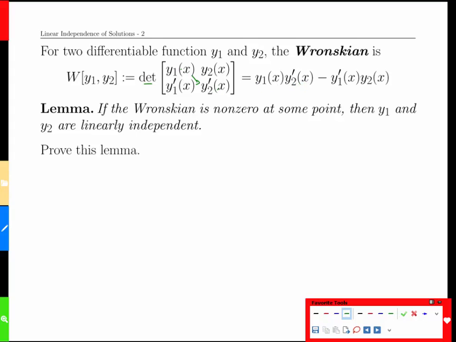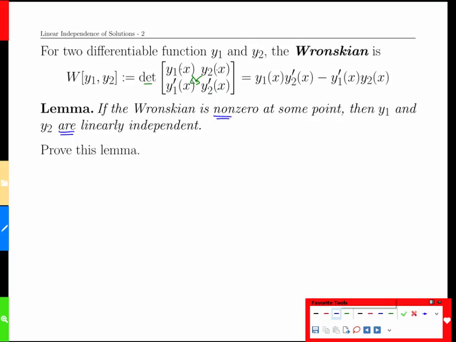So what we get here is the product of the upper left and bottom right, minus the product of the upper right and the bottom left. So y2 and y1 prime of x. Now the question we need to answer is, why would we invent such a thing, this determinant of this particular combination? Well, here's the idea. If the Wronskian is non-zero at some point, then y1 and y2 are linearly independent.